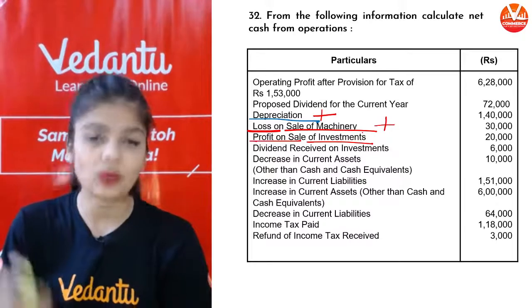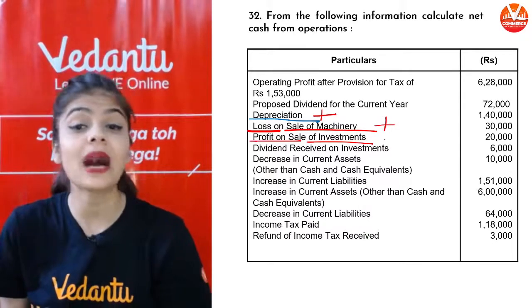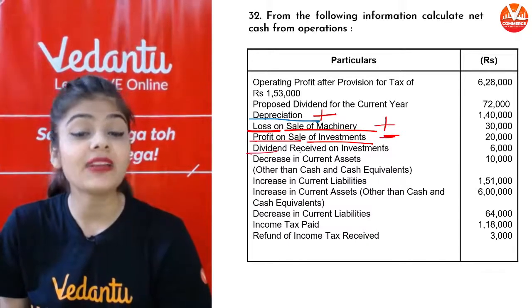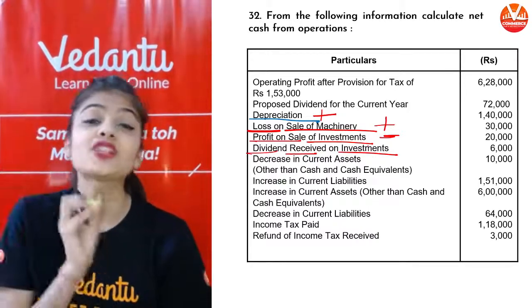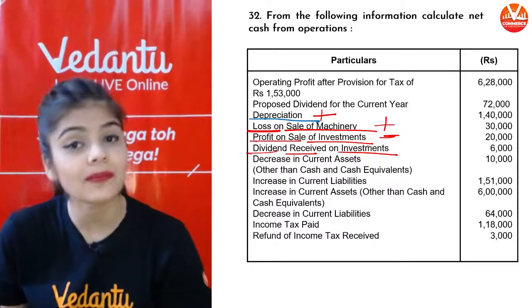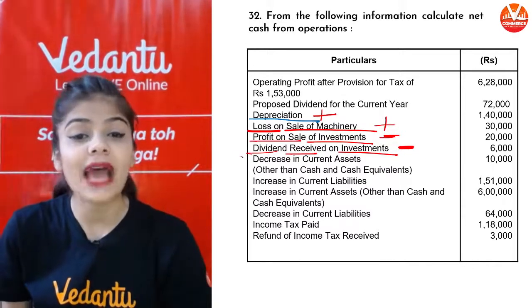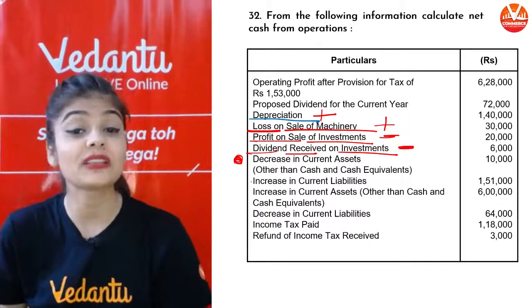Profit on sale of investment is non-operating income, so income is subtracted. Then we have dividend received on investment. Dividend received is non-operating income. It will be subtracted. Then we have decrease in current asset. We will make the adjustment for this later.